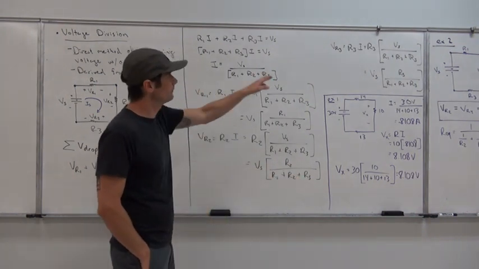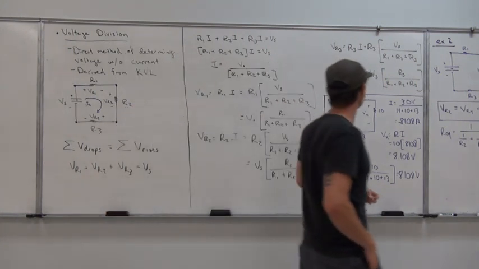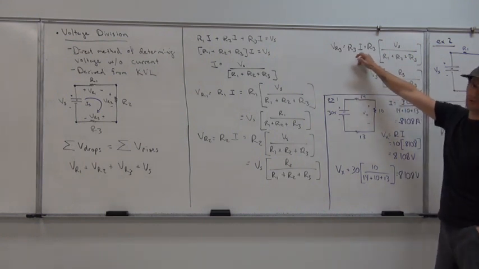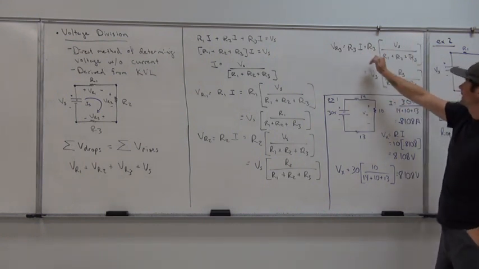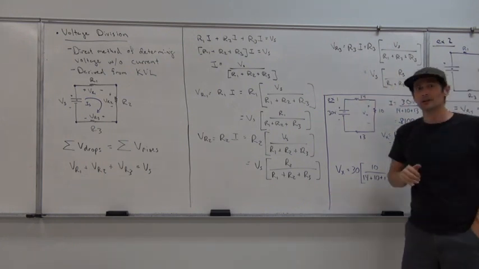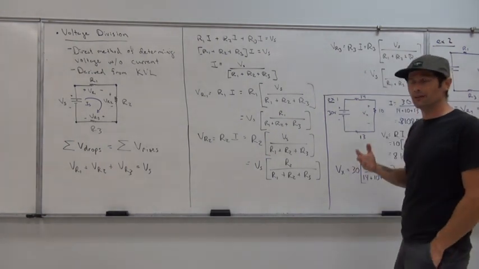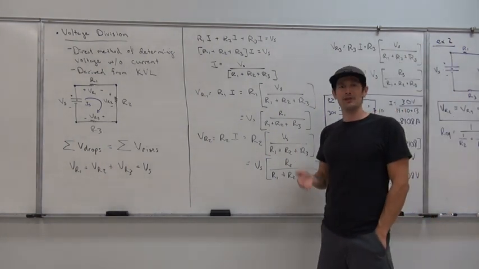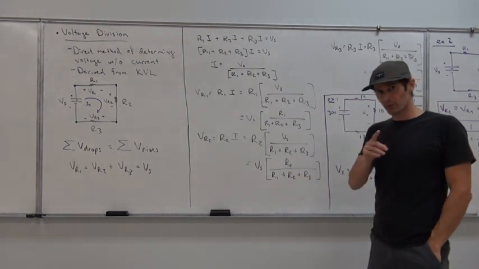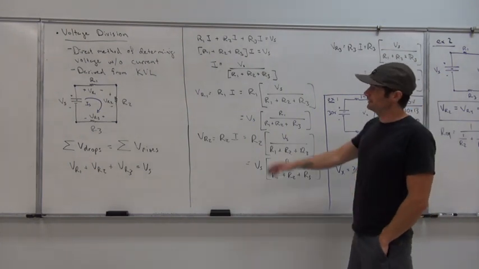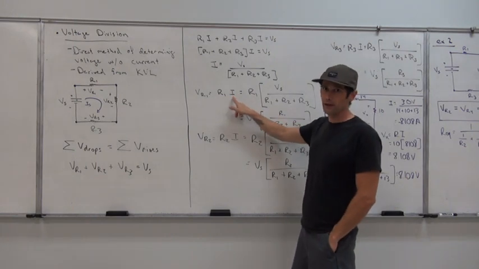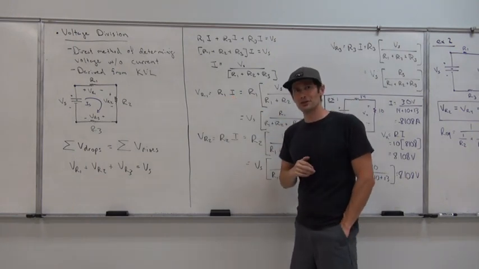Same thing with VR3. Now we're looking for R3 times I. We substitute what we have for I, and we get Vs times R3 over R1 plus R2 plus R3. So voltage division works for any number of elements in series. But let's prove this by looking at the original method, substituting the current value that we find and multiplying it by the resistance. Let's see if voltage division actually works.